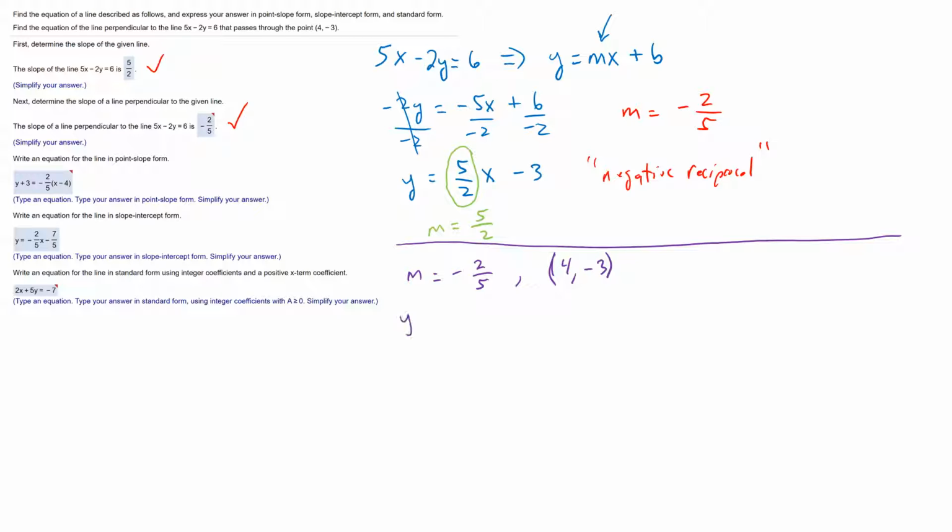So point slope form is y minus y1 equals m times x minus x1. And the 4, of course, is the x1, and the -3 is the y1. And so plugging everything in, we have y minus y1, which is -3, equals the slope, which is -2/5, and then x minus x1. And we have that double negative on the left side, so I can rewrite this as y plus 3 equals -2/5 times x minus 4. And that's the point slope form. And so that's right up here.